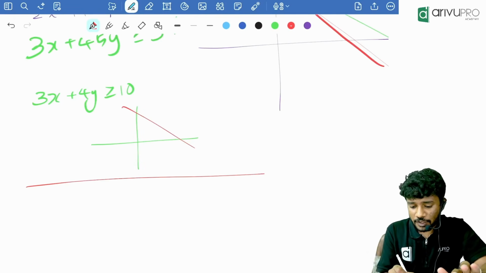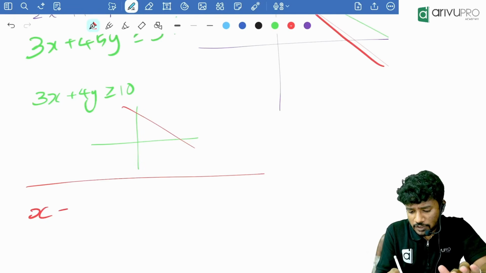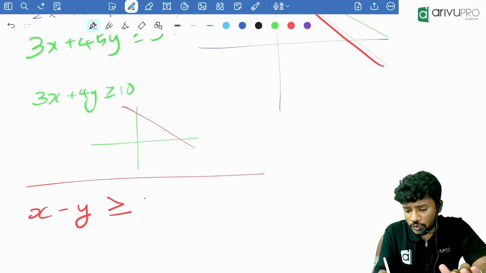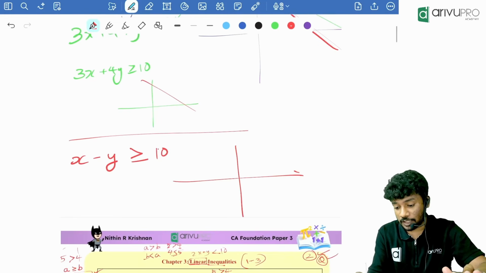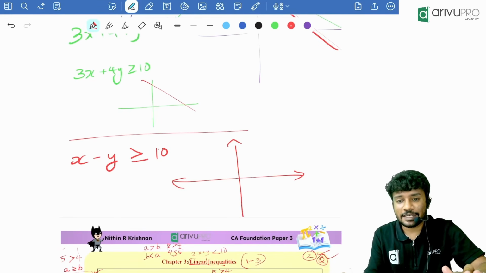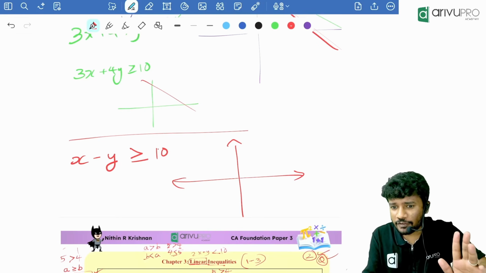For example, x minus y greater than or equal to 10. Okay, x minus y greater than or equal to 10. That is the question now. Then, can anyone tell me how will the graph look like?